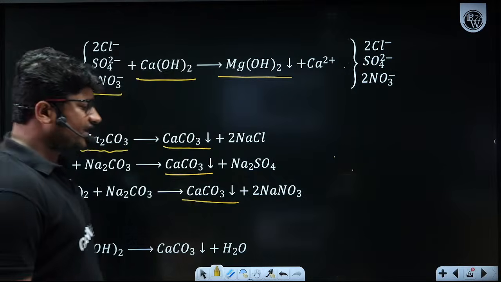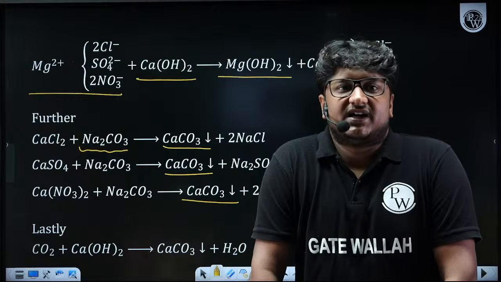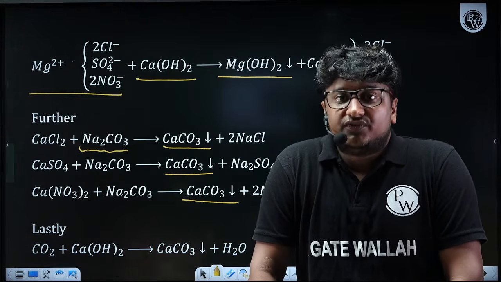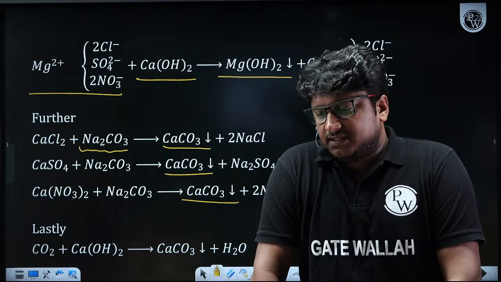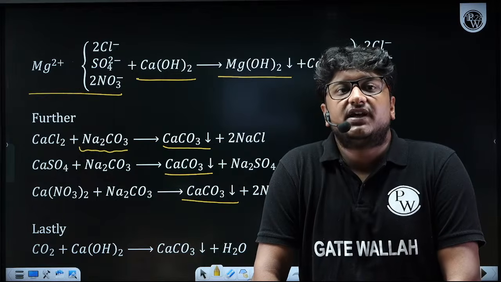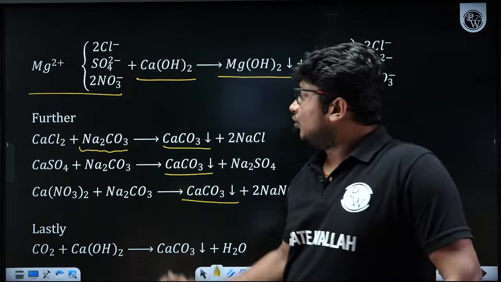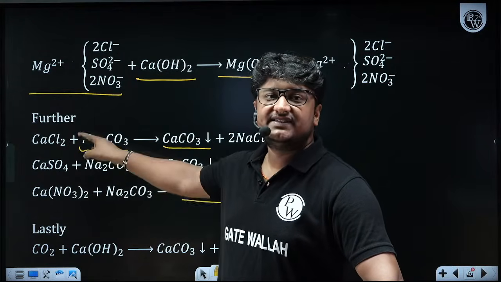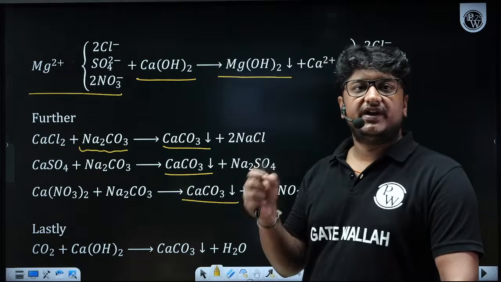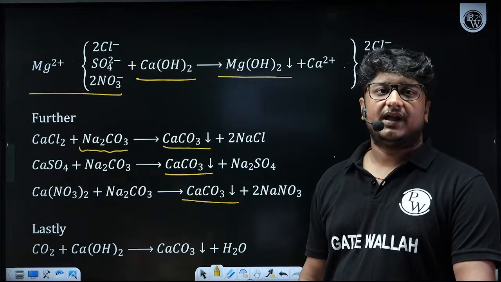That means what we have understood with this reaction is that to remove magnesium non-carbonate hardness, you need both lime and soda. But to remove calcium non-carbonate hardness, or permanent hardness of calcium, you need only soda, Na2CO3. Is that clear to all of you?